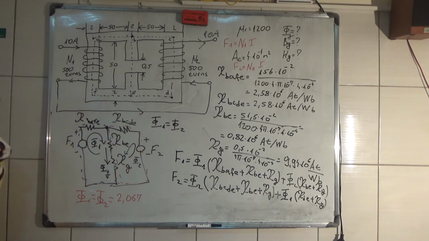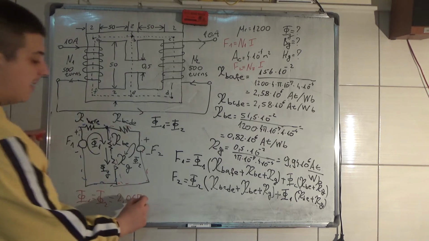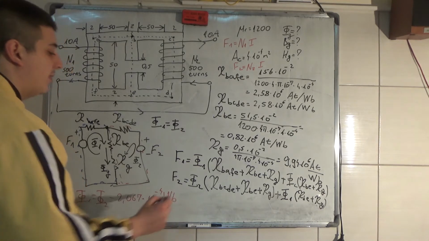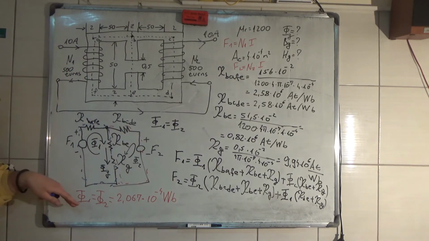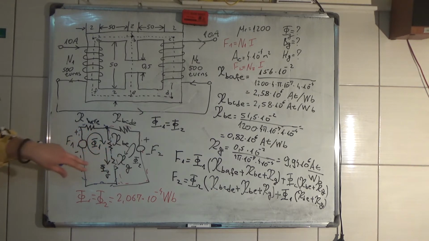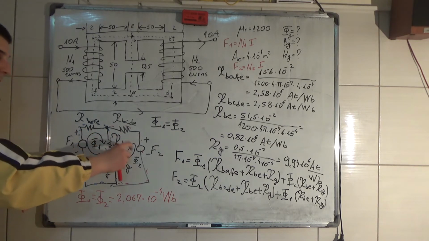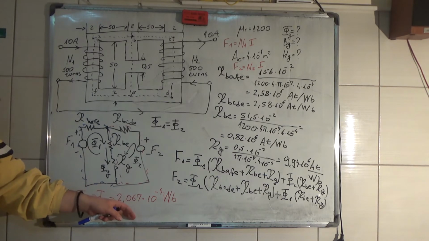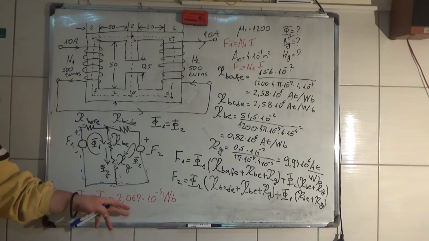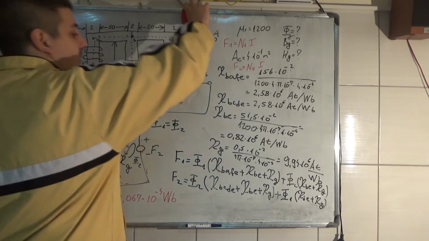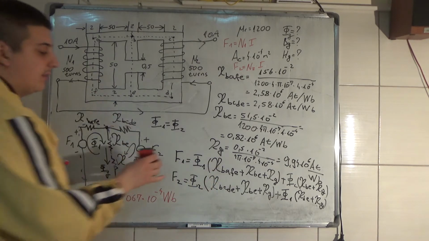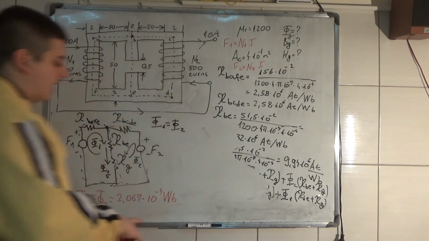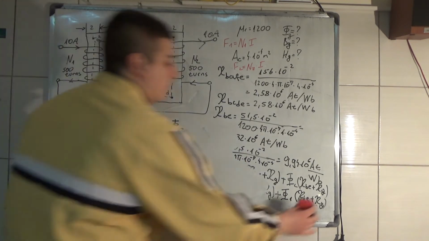2.067 times 10 to the minus 4 Webers. So the flux of the air gap is the sum of flux 1 and flux 2, and it is actually this time the double value of this. I don't need this anymore. You can copy it and write it down. I don't need it anymore, because I got the values of flux 1 and flux 2.